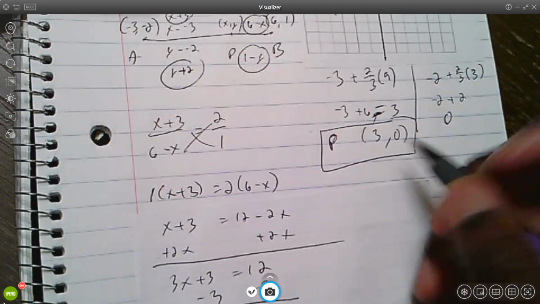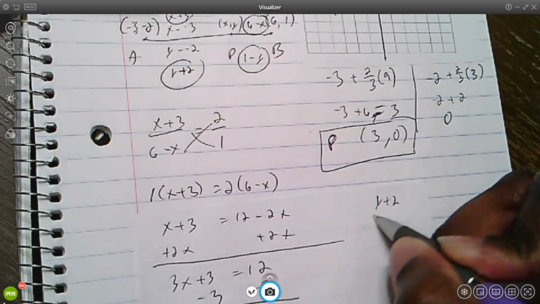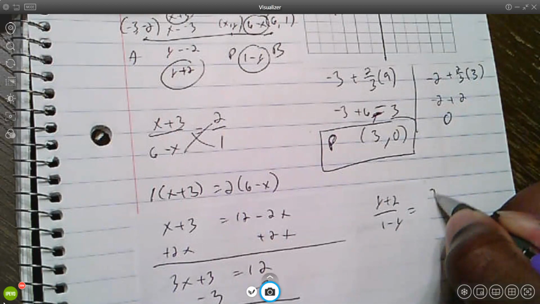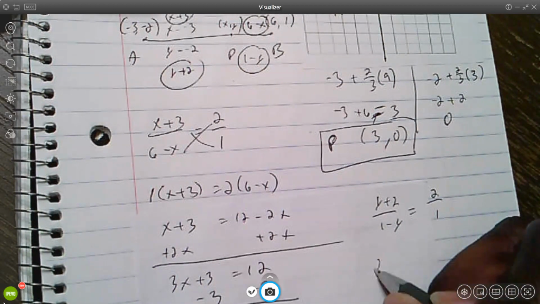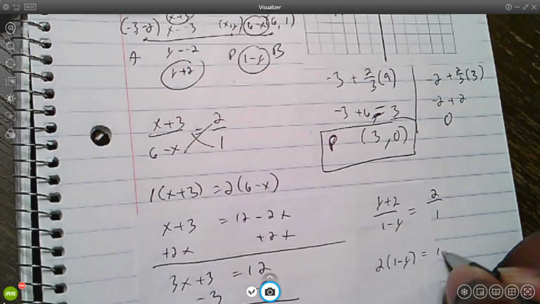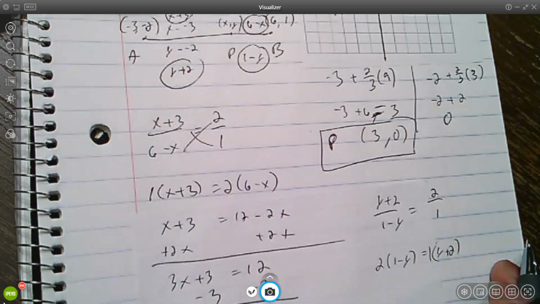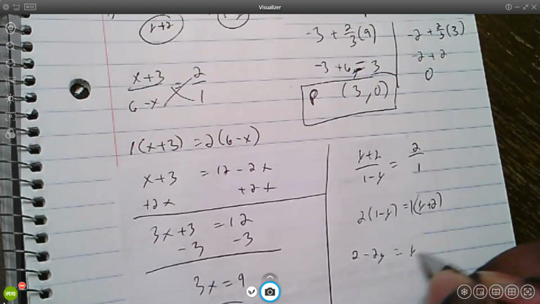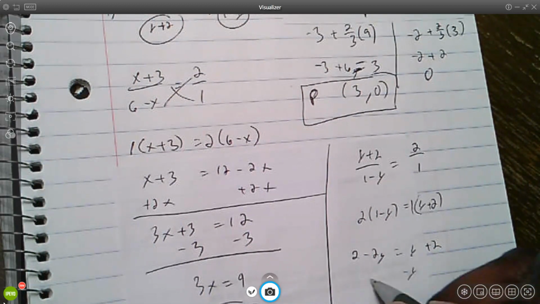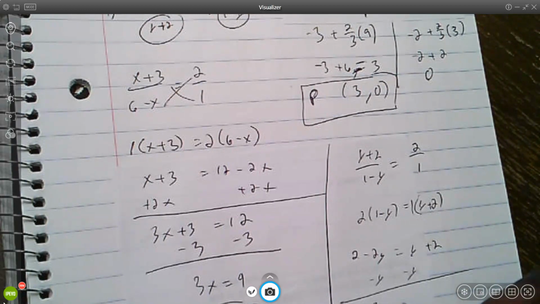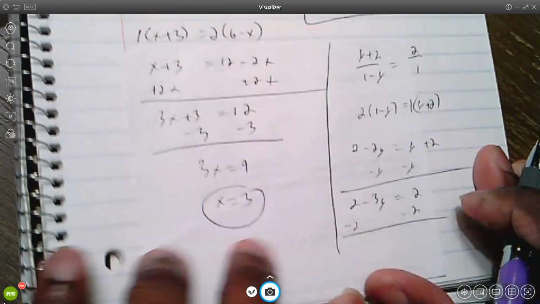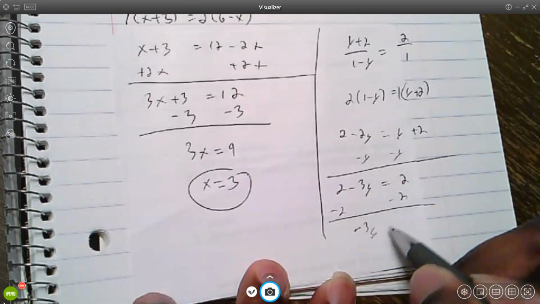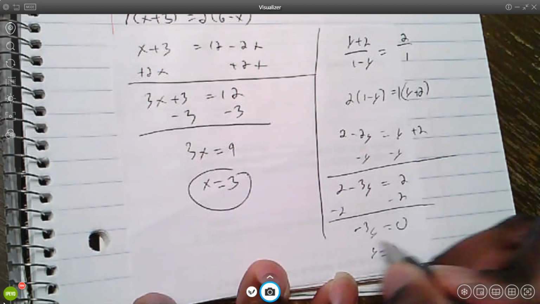You do the same thing with y. That gives you y plus 2 over 1 take away y equals a 2-to-1 ratio. So 2 times 1 take away y equals 1 times y plus 2. Long story short, this is 2 take away 2y equals y plus 2. Take away y from both sides: 2 take away 3y equals 2. So -3y equals 0, and y has to be 0.